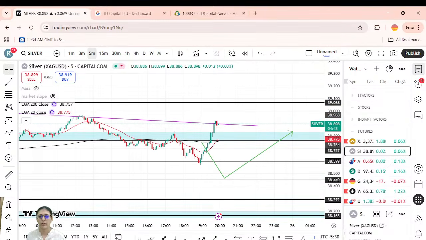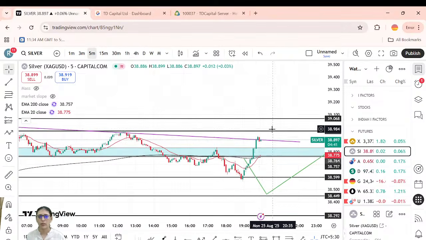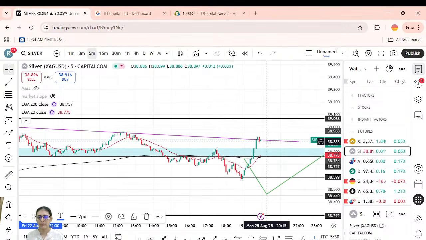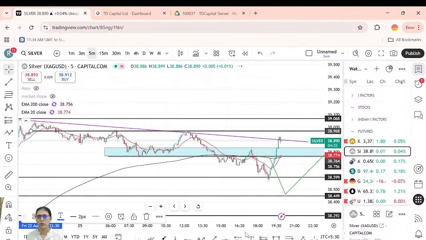You should plan your trade beforehand. See what will happen if it goes up from here. I make an entry here. I keep my SL here. I keep my target here. So that should be your plan. You should have already planned it.